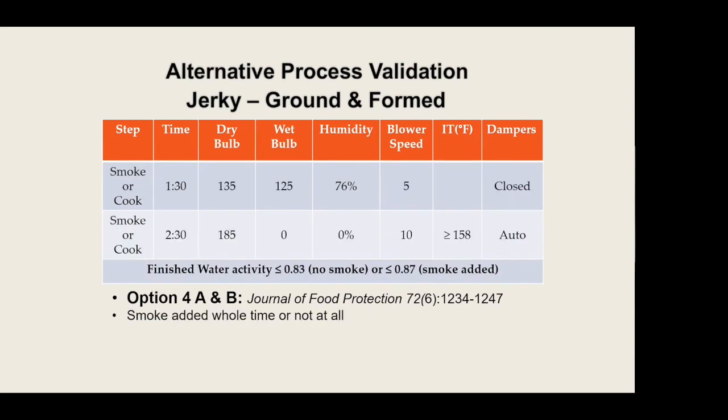Again, an additional supportable cook cycle from the same scientific study. This is again for ground and formed jerky. This is with a final water activity of 0.83 or less with no smoke added, or 0.87 or less with smoke added during the cook cycle. Remember that smoke addition does have some antimicrobial effects.